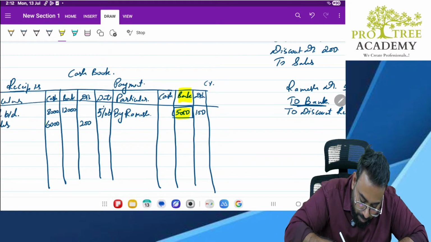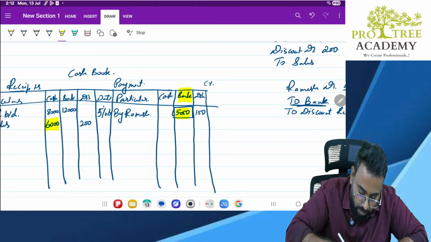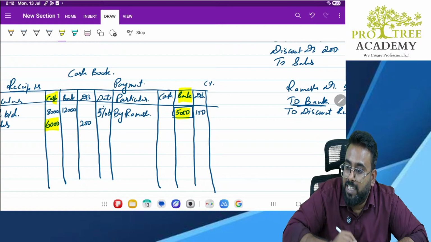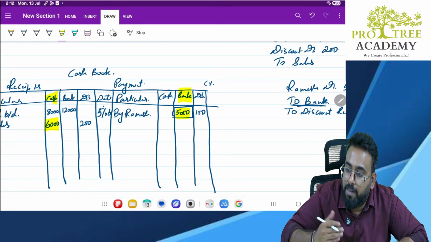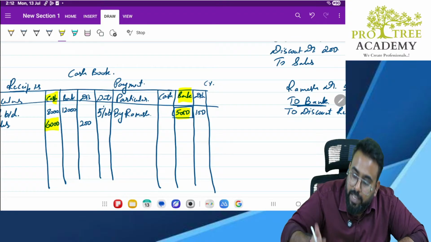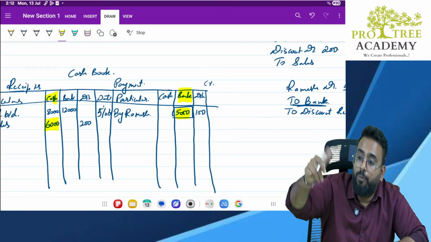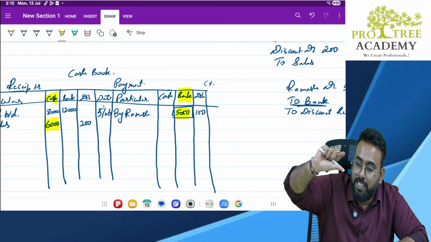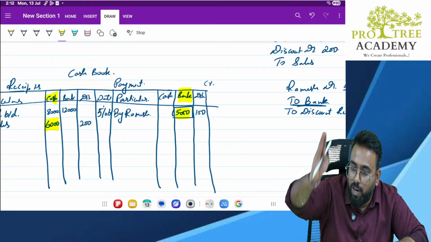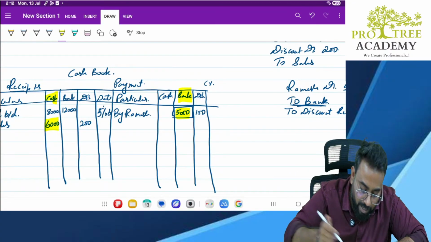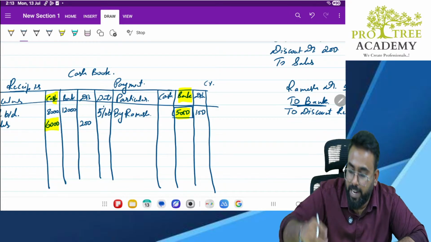Here, where did I write the amount? In the cash column. Why? Because I am getting the money in cash. If I would have received the money in bank, I would have put it in the bank column also. How you are doing the transaction, by way of cash or by way of bank, in that column the amount will come. Clear? Now, one step ahead I will go.